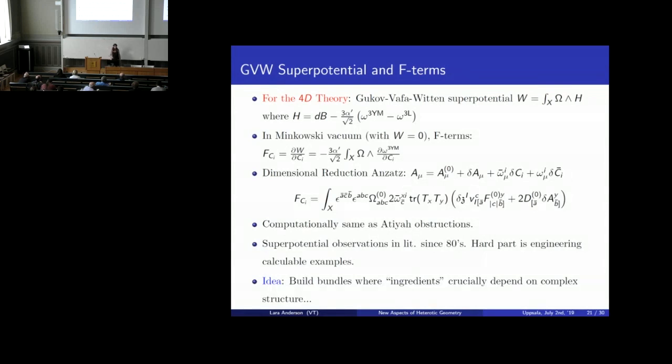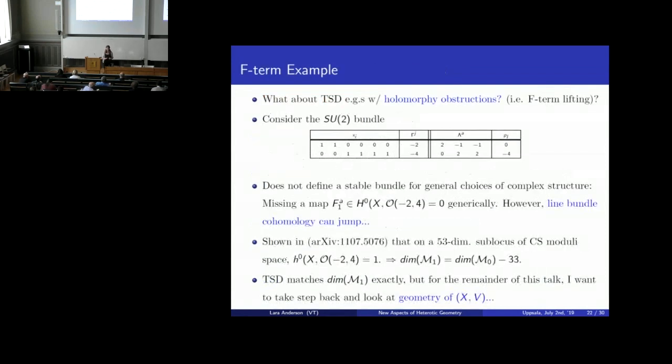How do you build bundles that can obstruct the complex structure of their base manifolds? The idea is to build them in such a way that the ingredients that you use to build the bundle, I'll say more about that in just a second, crucially depend on the complex structure. So let me give you an example of such a thing for a monad, because that's what I'm interested in in the context of this target space duality.